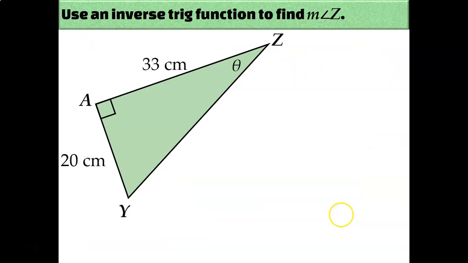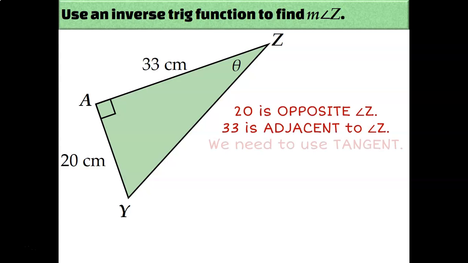And let's try one more. We're looking for the measure of angle Z. In relationship to angle Z, or theta, 33 centimeters is adjacent and 20 centimeters is opposite. So since I have opposite and adjacent, I need to use tangent. So the tangent of angle Z, or the tangent of theta, is equal to the opposite over the adjacent.